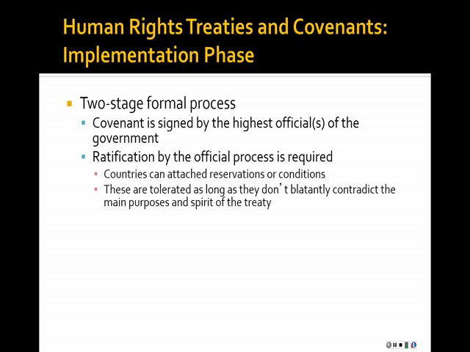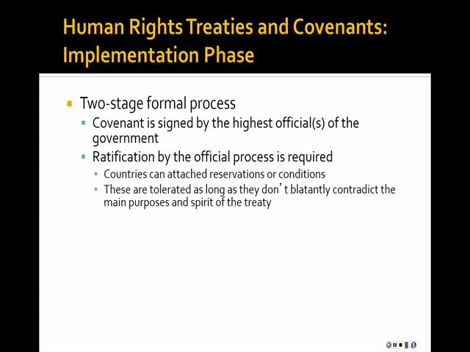Then there's a ratification process by the official that each state has. So a country during this process can attach reservations or conditions. Okay. So countries can attach these things that indicate the provisions which it rejects or what it is redefining to make them acceptable to that country's politics, for example. Generally, countries typically tolerate each other's reservations as long as the reservations do not blatantly contradict the main purpose and spirit of the treaty. All right, so there's a lot of leeway here for countries in the ratification process.